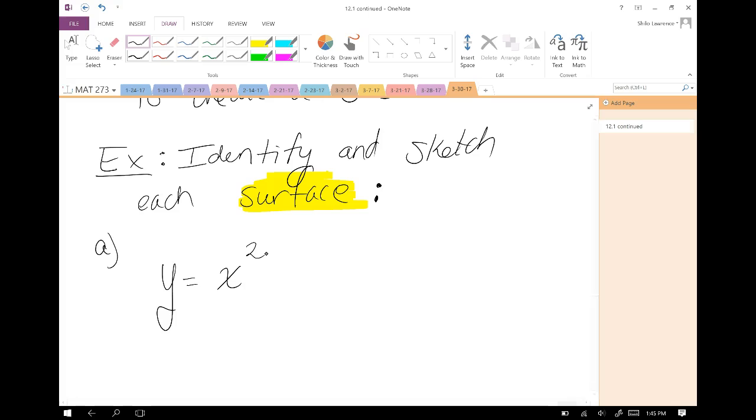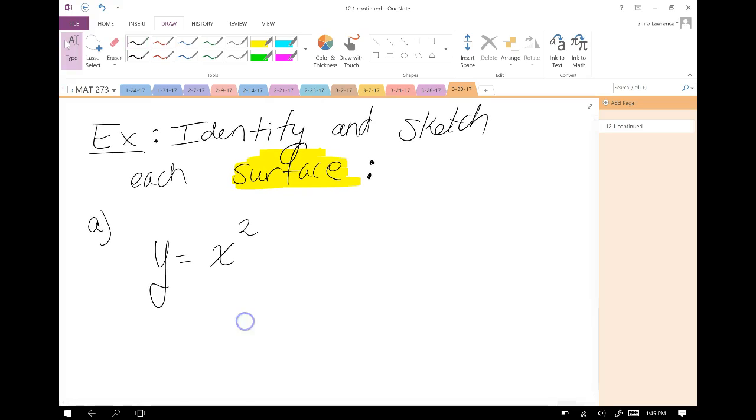Y equals x squared. So let's brainstorm a little bit. What do we know about this? Anything whatsoever. It's not a straight line. It's a parabola. So let's get a little bit more specific. It is continuous.